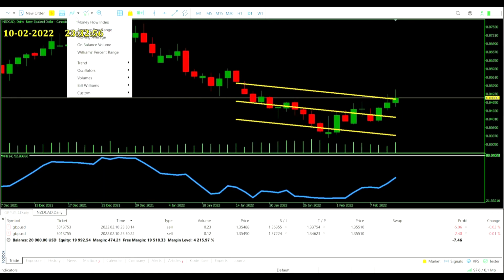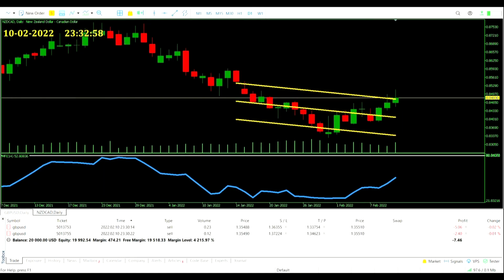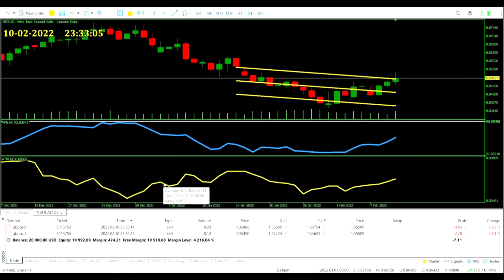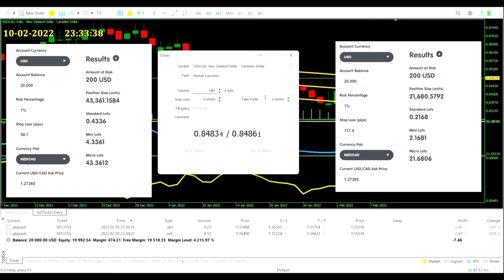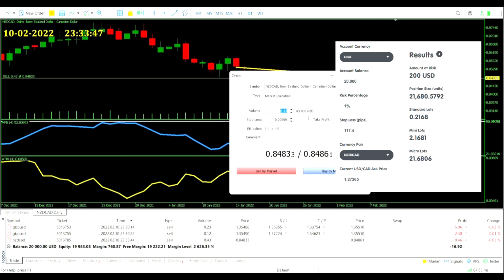Now we can move on to the New Zealand dollar Canadian dollar and we can pull up our average true range again. This time at 58.7 pips. It's a sell trade again, selling off the New Zealand dollar this time. There's the risk calculations again. Start off with a 0.43 sell trade and follow it up with a 0.22 sell trade.